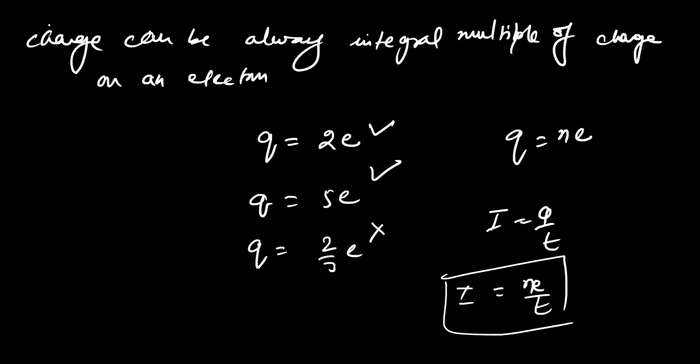Got it? So what was the question? How many electrons will pass per second? So what is being asked? The number of electrons is being asked per second. Per second means time is 1 second.